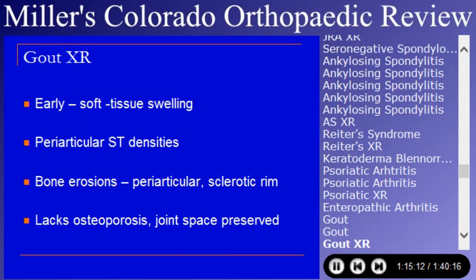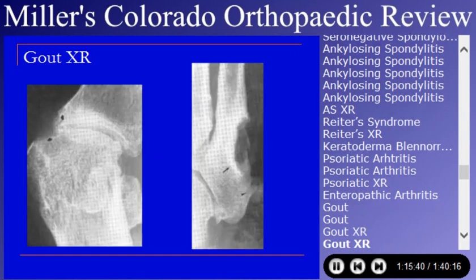Gouty X-ray early shows soft tissue swelling. You may have periarticular soft tissue densities. Bone erosions tend to be periarticular with a sclerotic rim. Gouty arthritis tends to lack the periarticular osteoporosis. Joint space tends to be preserved, helping to differentiate it radiographically from rheumatoid arthritis.